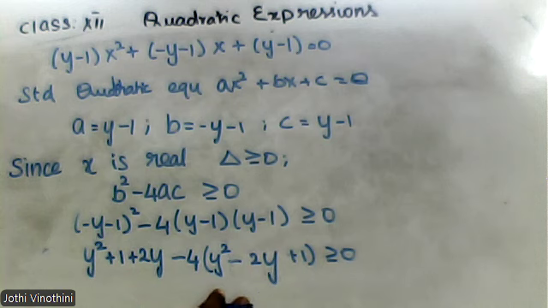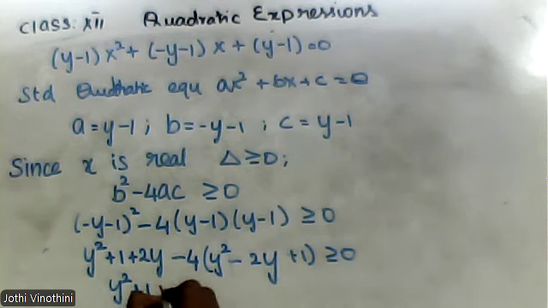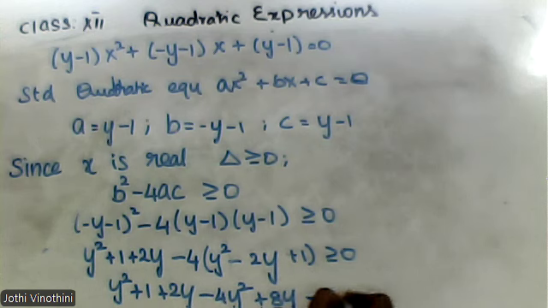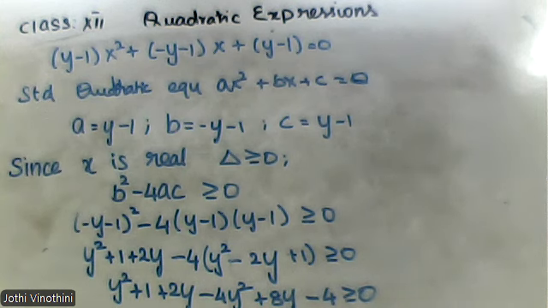Okay, now I am going to take this 4 inside this. So y square plus 1 plus 2y minus 4y square plus 8y minus 4 greater than or equal to 0. Clear? I will give you 1 minute so that you can copy this and we will move to the next step.